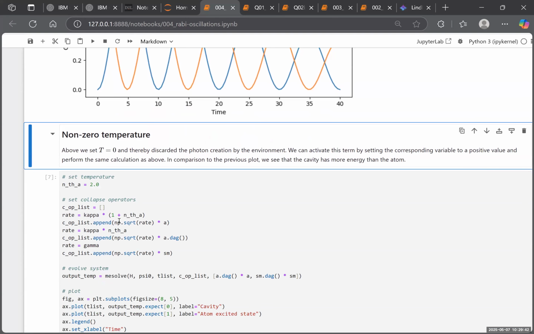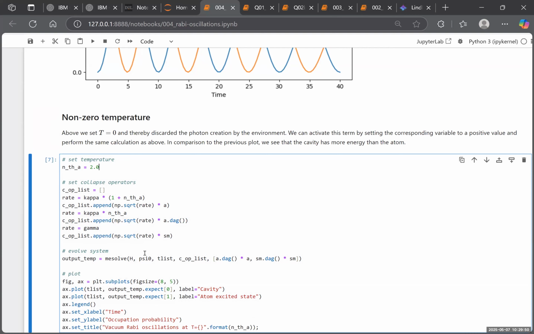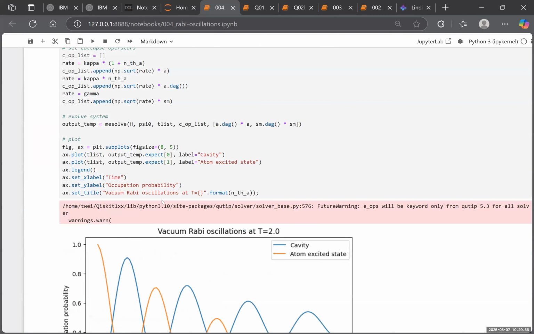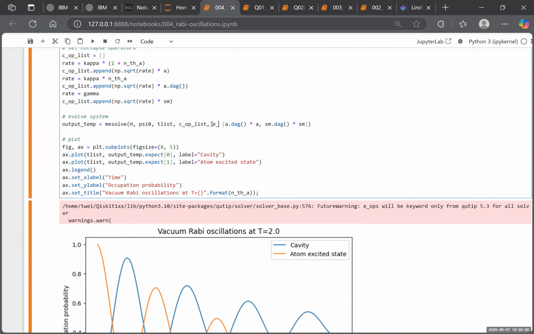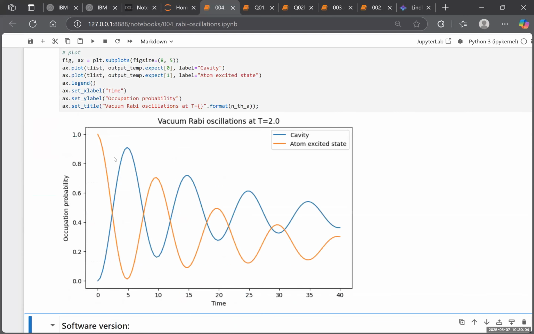So what if we have finite temperature? This is setting the average number of photons there, and this is the same formula we had before, and solve this. Okay, let's change this to the recommended keyword. Yeah, and you see the trend is still like that, right?